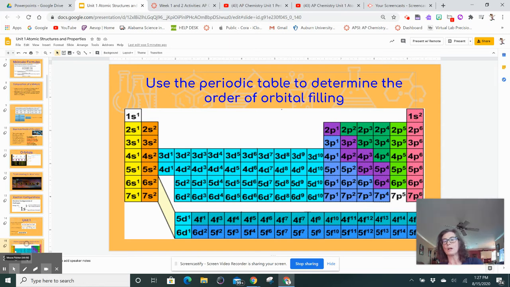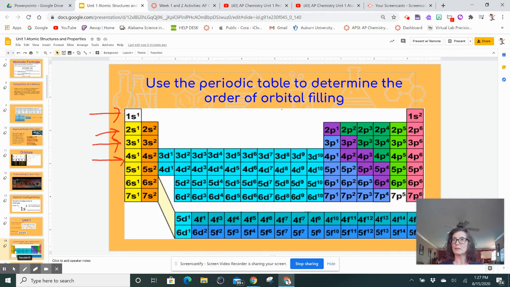You remember that the periodic table also helps us to determine what the electron configuration should be, or the order of filling. We start with 1s up here at hydrogen, and we go across, so that's 1s1, 1s2, and then we come down. Here's our second energy level. We fill the s's and the p's. Third energy level, s's and p's.